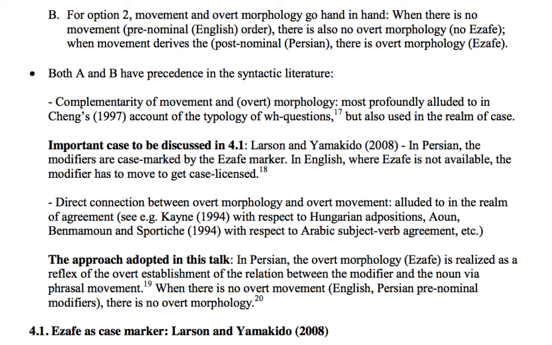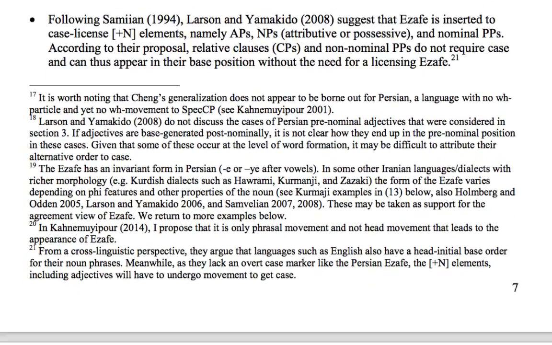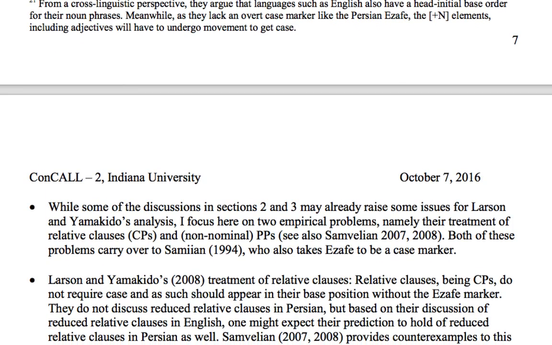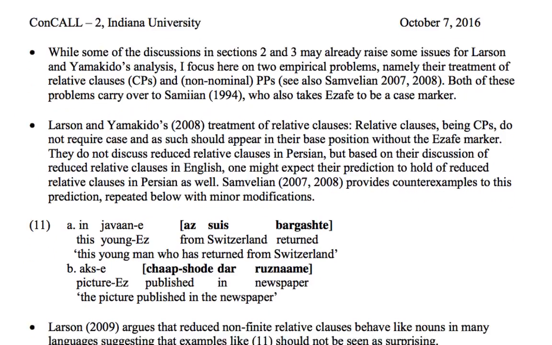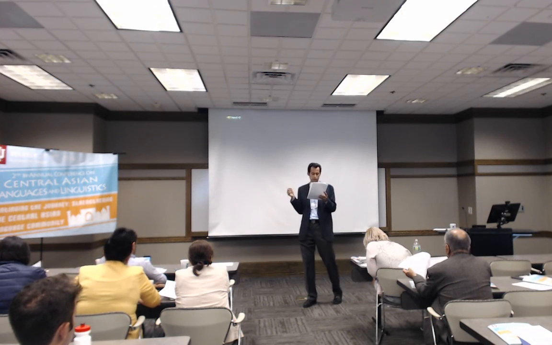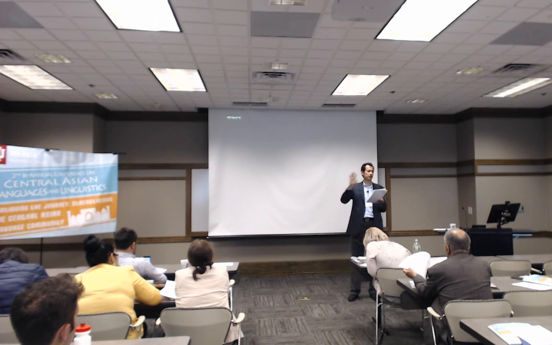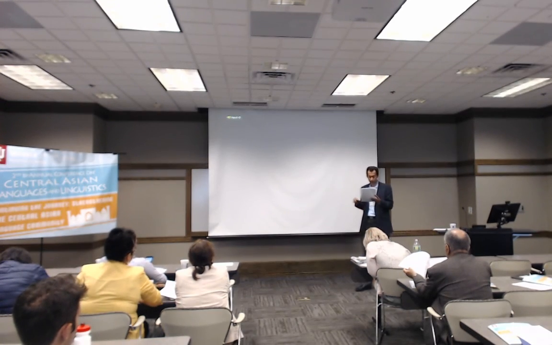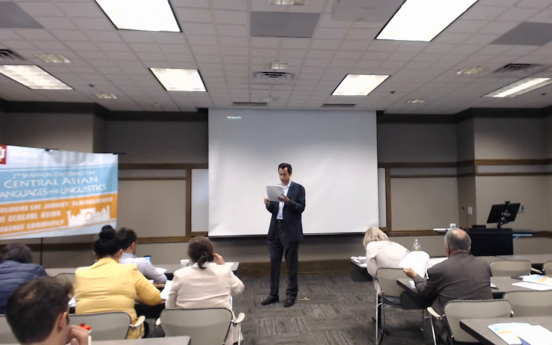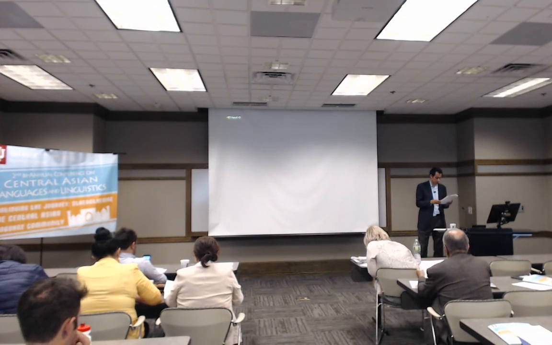So the approach taken in this talk is that in Persian the overt morphology is actually realized as the reflex of this overt movement, which establishes the relation between the modifier and the noun by this phrasal movement. Of course, the Ezafe has an invariant form in Persian. It doesn't agree with anything. But as we'll see later, and I'm sure many of you probably know, some other Iranian languages with richer morphology, like Kurdish dialects, like Hawrami, Kurmanji, and then also separately Zazaki, have a form of Ezafe that shows agreement in phi features and other properties of the noun. Zazaki is not a Kurdish dialect. So they show actual agreement, which we'll see in a little bit as well, which shows that maybe this type of view is actually on the right track.